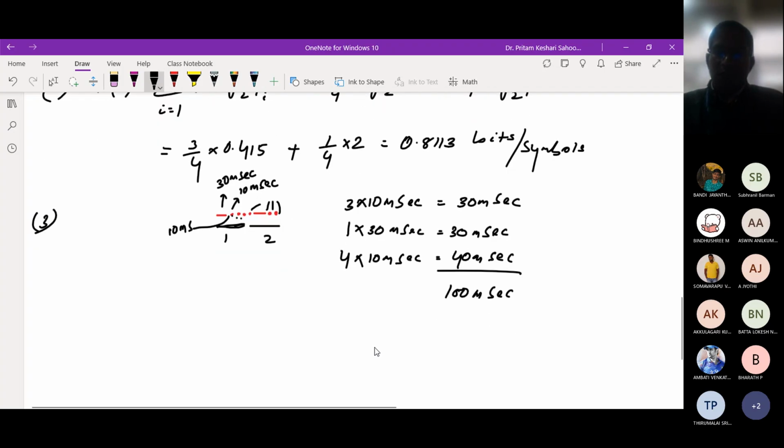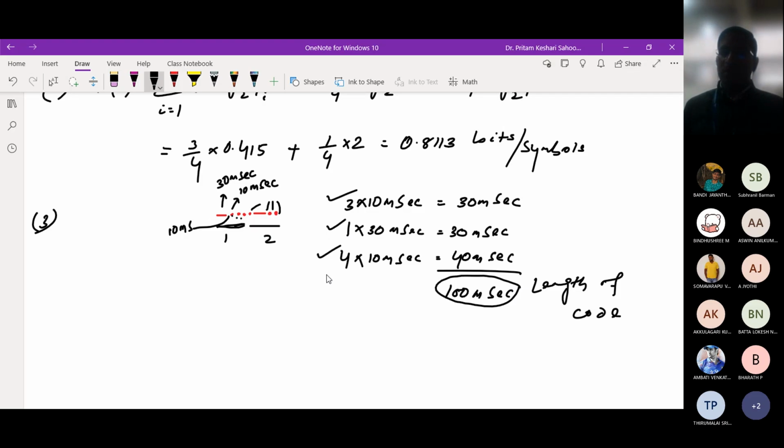Okay. So this is the length of what? The length of your code. Your code consists of 3 dots, 1 dash, and some gap between two different symbols. So the total length is 100 milliseconds. So what we observe?